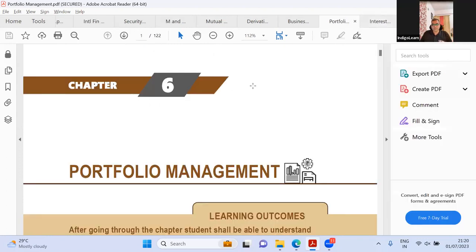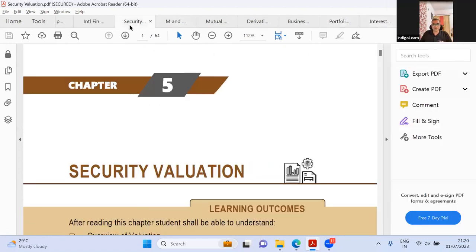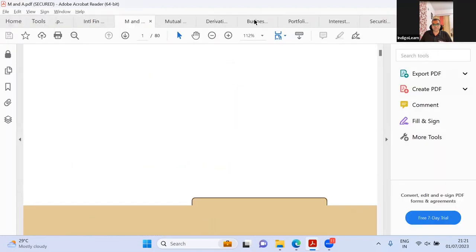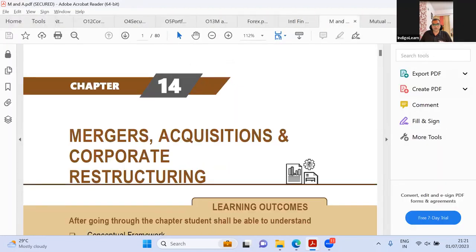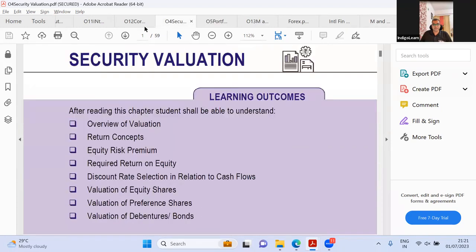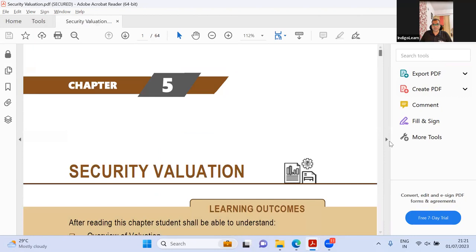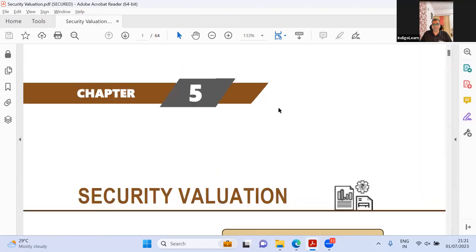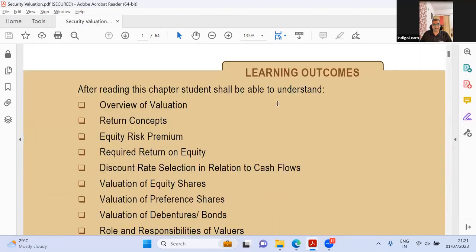So I'm closing this. Now let us come to the next chapter, which is Security Valuation, which is chapter 5, whereas in the old syllabus it would ideally be chapter 4, if I'm not wrong. Yes, chapter 4, Security Valuation. Now let us see, it's about 59 pages in the old syllabus and about 64 pages in the new syllabus. So I think very little has been added.